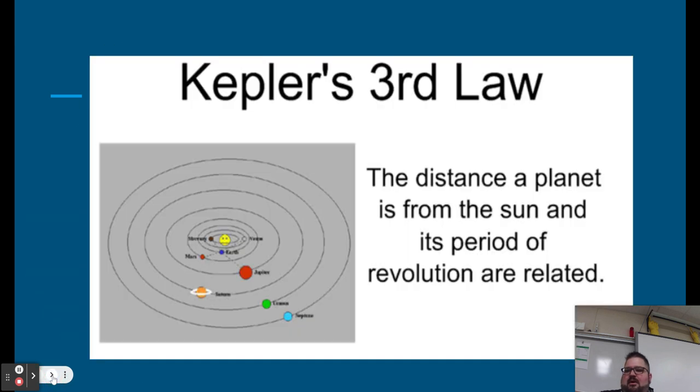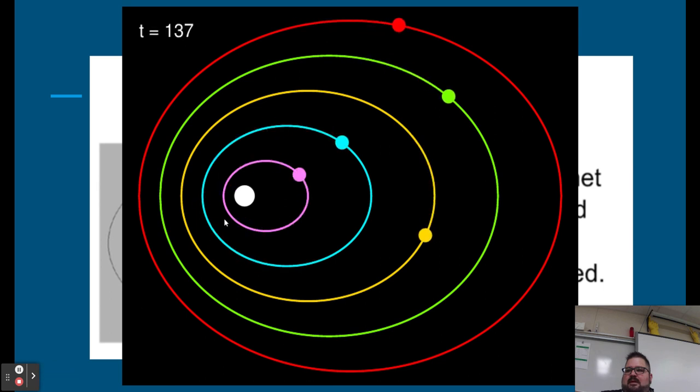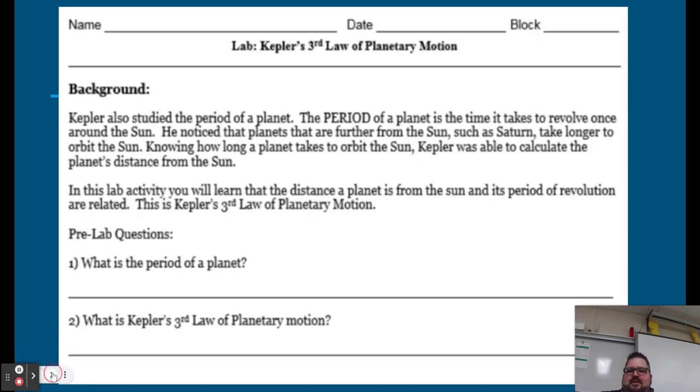Kepler 3 is all about the distance a planet is from the sun: the longer the distance, the longer it takes to revolve. That's why it says the distance of planets from the sun and their period of revolution are related. So the further it is, the longer it takes. Say this is Mercury, for example. It takes Mercury 88 Earth days to go around the sun. And if this is Neptune, it takes Neptune 137 Earth years to go around the sun. So that is Kepler's third law.